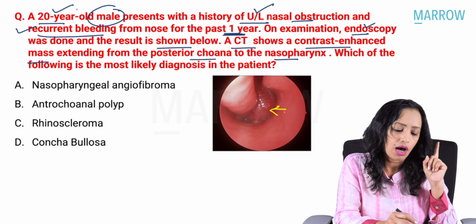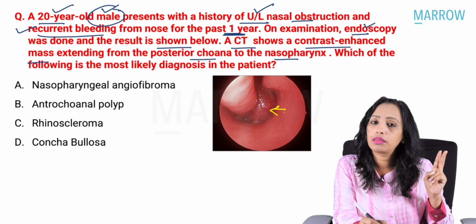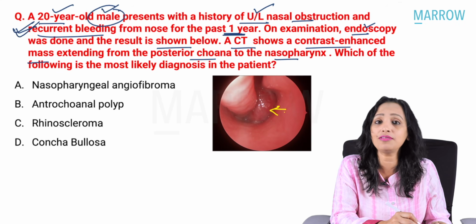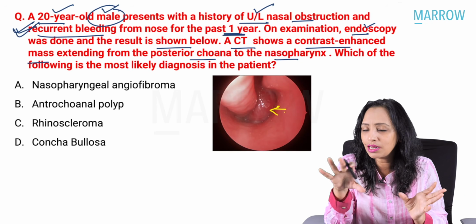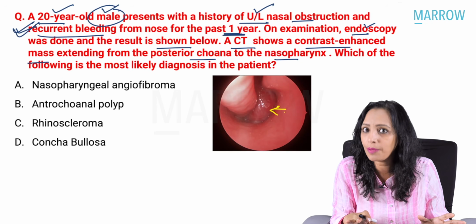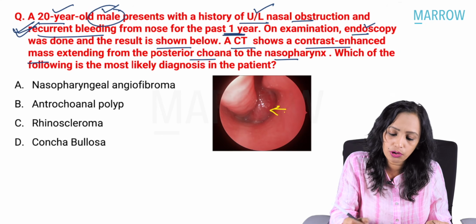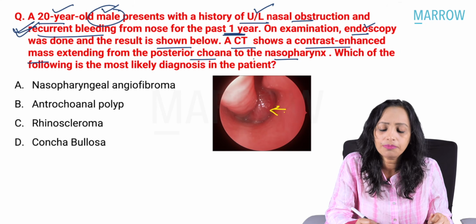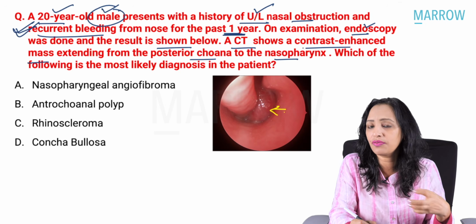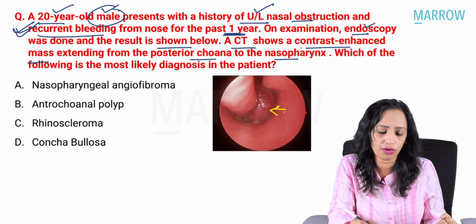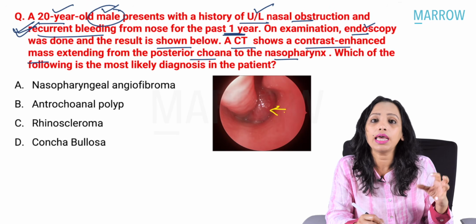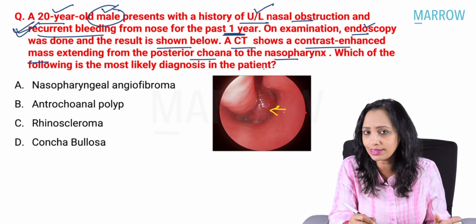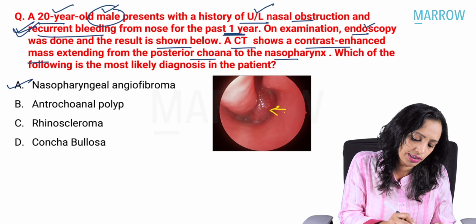So the history, a young male with unilateral nasal obstruction and recurrent epistaxis. This itself gives us the inclination that the diagnosis is angiofibroma. Yes. And does the endoscopy also point towards that? Yes, a red vascular mass. CT, yes, a contrast enhanced. So this is a very vascular mass, so it enhances on contrast. So yes, a contrast enhanced in the nasopharynx. So yes, all these features point towards the diagnosis as angiofibroma. Yes, so the answer is angiofibroma.